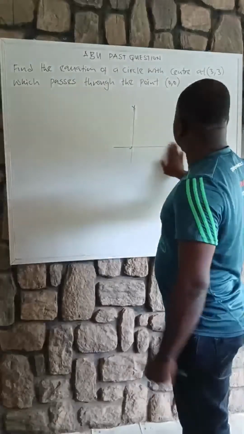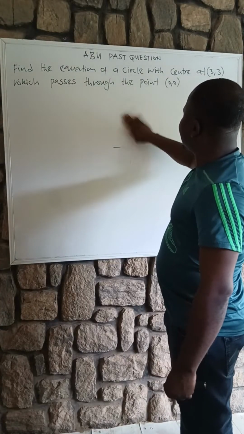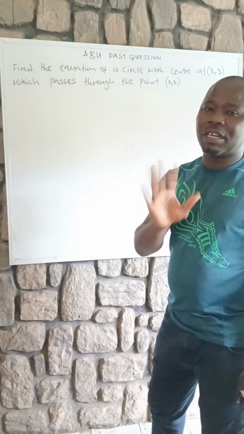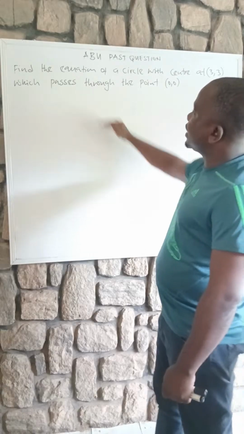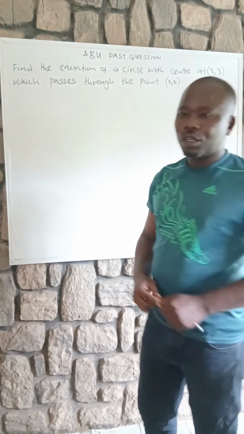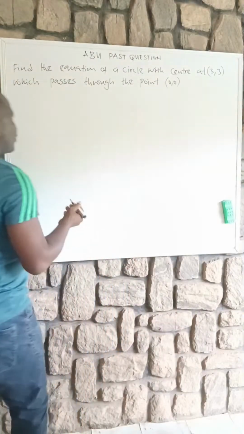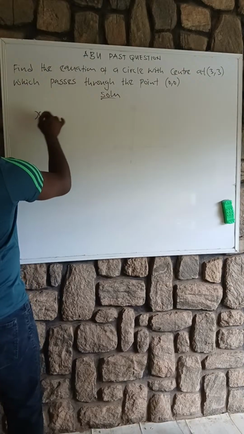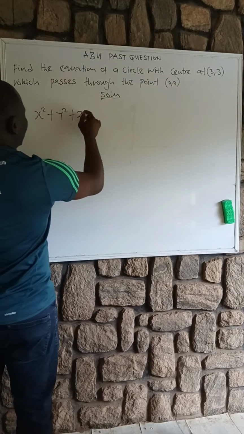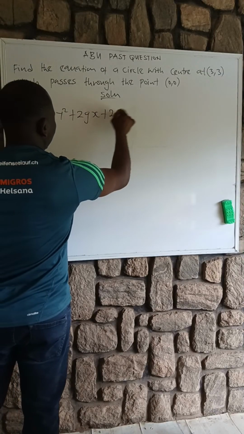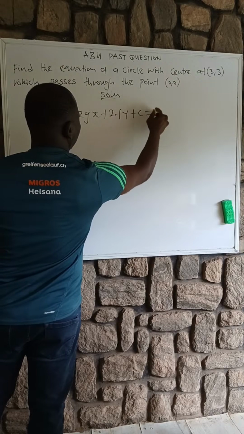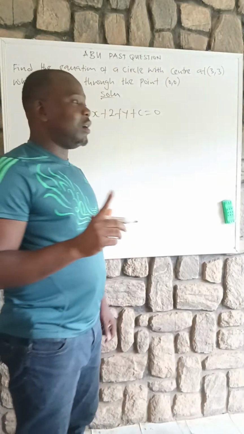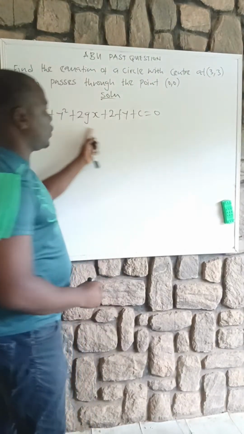But you know that this question, you have to apply wisdom, otherwise you won't arrive at the answer. Because they said find the equation of a circle, you want to go and write the general equation of a circle, x squared plus y squared plus 2gx plus 2fy plus c equals 0. You won't arrive at the answer, or at the end, this will frustrate you.